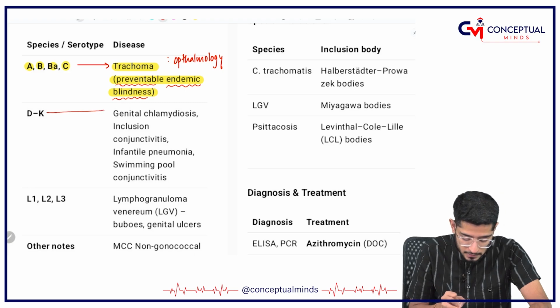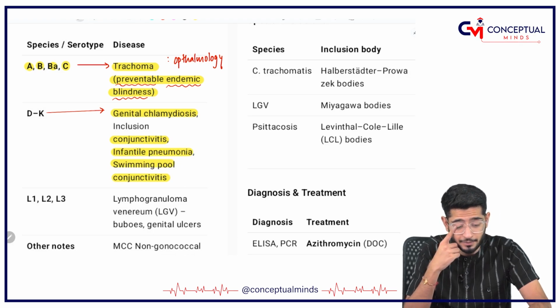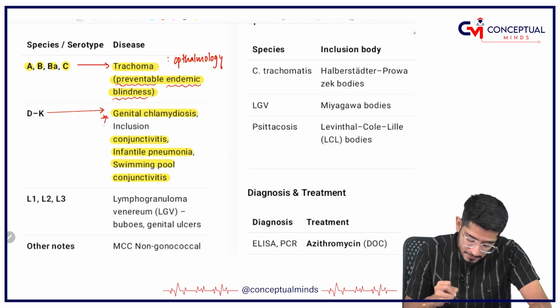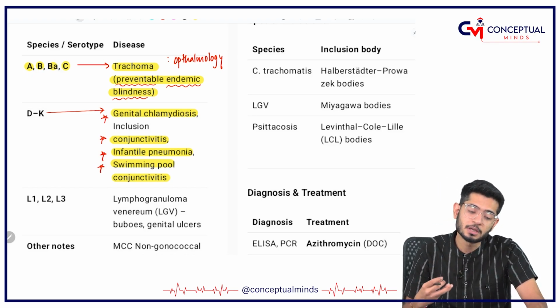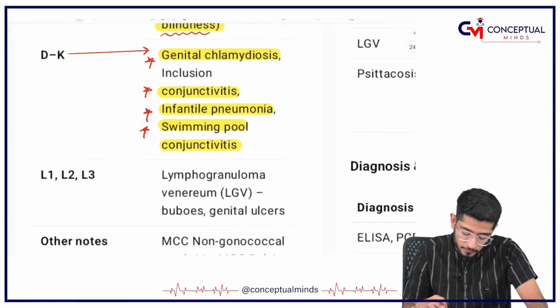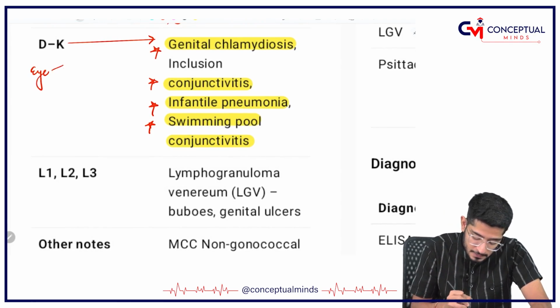D to K are responsible for causing the genital chlamydiosis. Then it causes conjunctivitis, then it causes pneumonia, and okay, which pneumonia? Infantile pneumonia. Next is swimming pool conjunctivitis. So, genital chlamydiasis, conjunctivitis, infantile pneumonia, swimming pool conjunctivitis. Okay. So, can you see D to K is responsible for causing what? Mostly the eye infection. So, eye infection means, okay, so what we will do, we will keep this D.